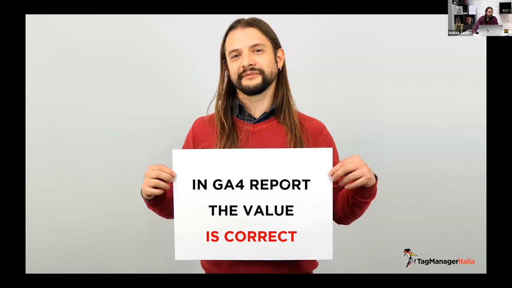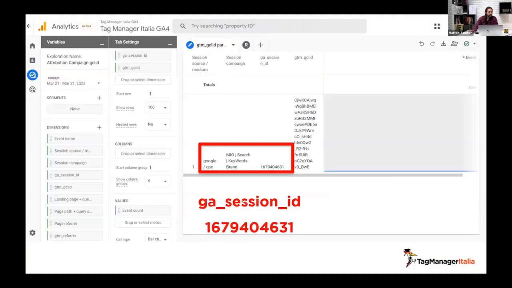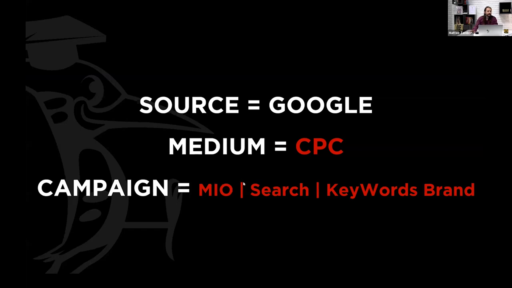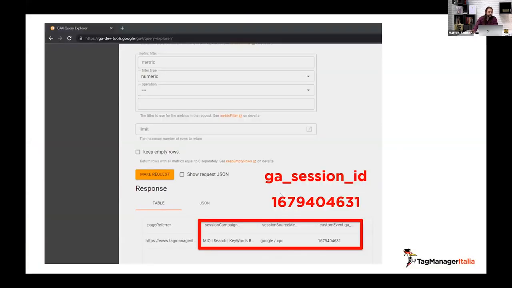But of course in GA4 the report is correct. So if I filter by the GA session ID, because my best practice when I create a Google Analytics property, the first thing is to immediately create the GA session ID parameter as a custom dimension, so I can filter on reports and by API for session ID. These are really nice tips to understand the GA session. So if I filter by GA session ID in GA4 reports, I know the campaign name. If I use the API, the result is the same.